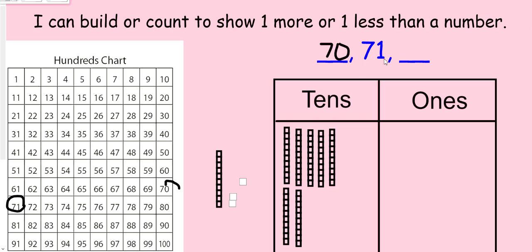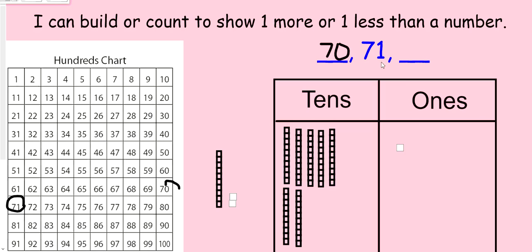7 tens, 1 one. 7 tens. Look, I need 1 one to make sure I have 71. Now I'm ready to build to show 1 more than 71. To show 1 more, am I taking away from 71 or am I going to put more on my board? I'm going to put more on my board.